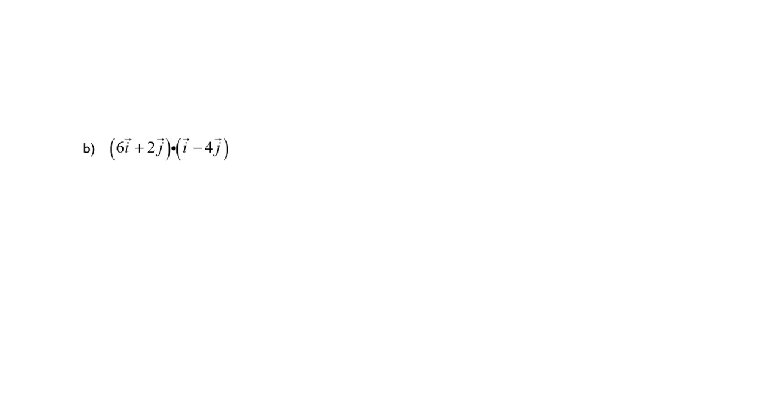Notice we've converted to a different format for our vectors now. We have 6i vector plus 2 times the j unit vector dotted with i minus 4j. Now remember, these are unit vectors for i and j, so we are still looking at vectors, they're just written in a different format. So we could do this several different ways, but I'm going to convert these to component form first before I then worry about the next step.